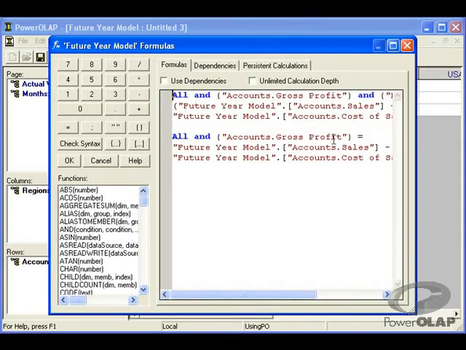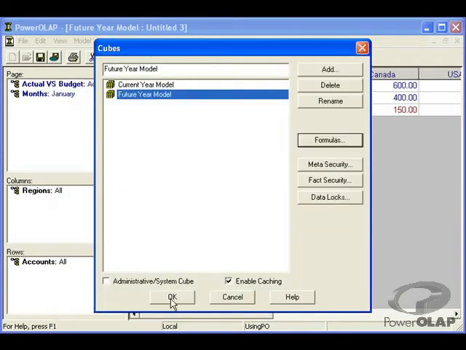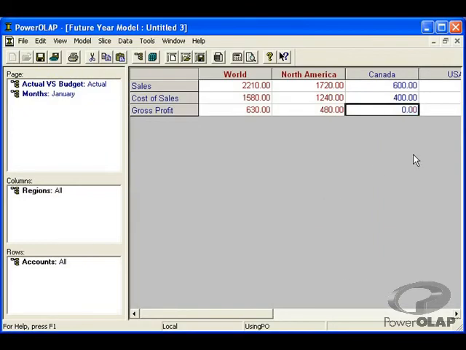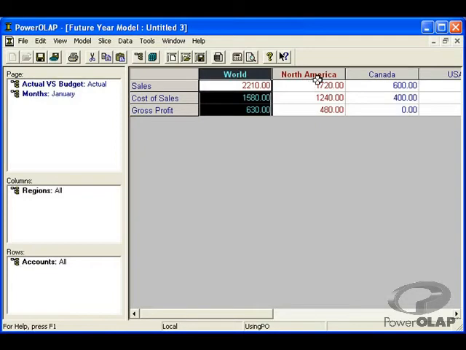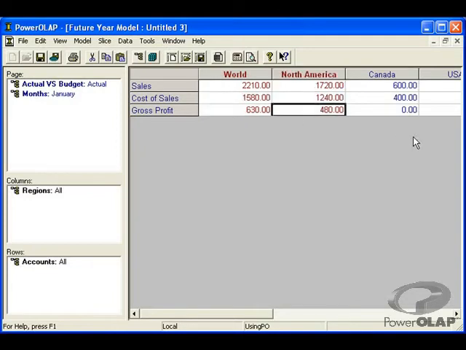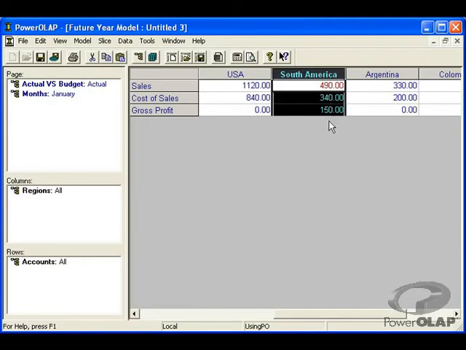Hit Future Year Model, Formulas. For each of these, let's simply select Aggregates. Select OK, and recalculate our sheet. As we can see, now only for values World and North America do we have a gross profit calculated. For Canada, since the formula states only aggregates in that intersection are calculated, we have 0. If we scroll over to the right, USA is 0. South America, because it's an aggregate, once again falls within the realm of the calculation.